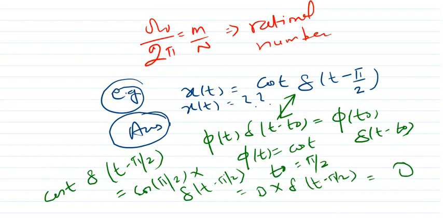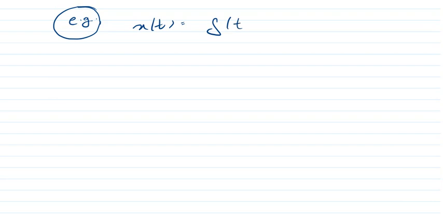Now we can solve one more problem. The signal x(t) is given as delta(t plus 5) plus delta(t minus 9). So this is our x(t).